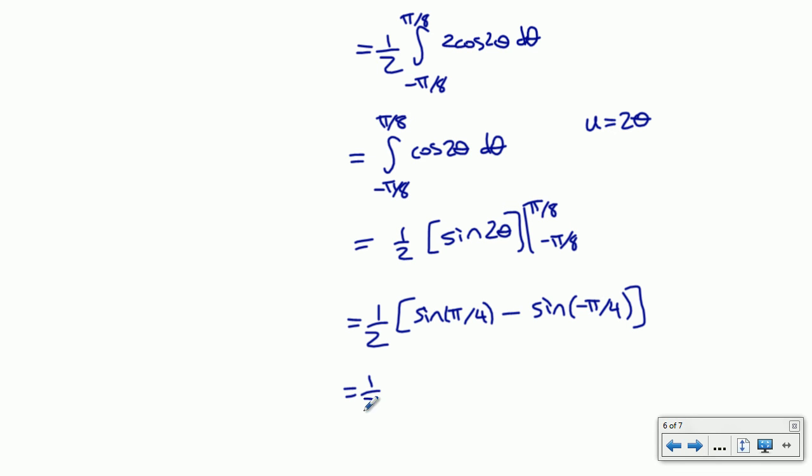And next we have sine at pi over 4. So sine at pi over 4 is 1 over root 2. And sine at negative pi over 4 is negative 1 over root 2. So in the brackets here we basically have 2 over root 2. And if we multiply that by 1/2, we just get 1 over root 2.